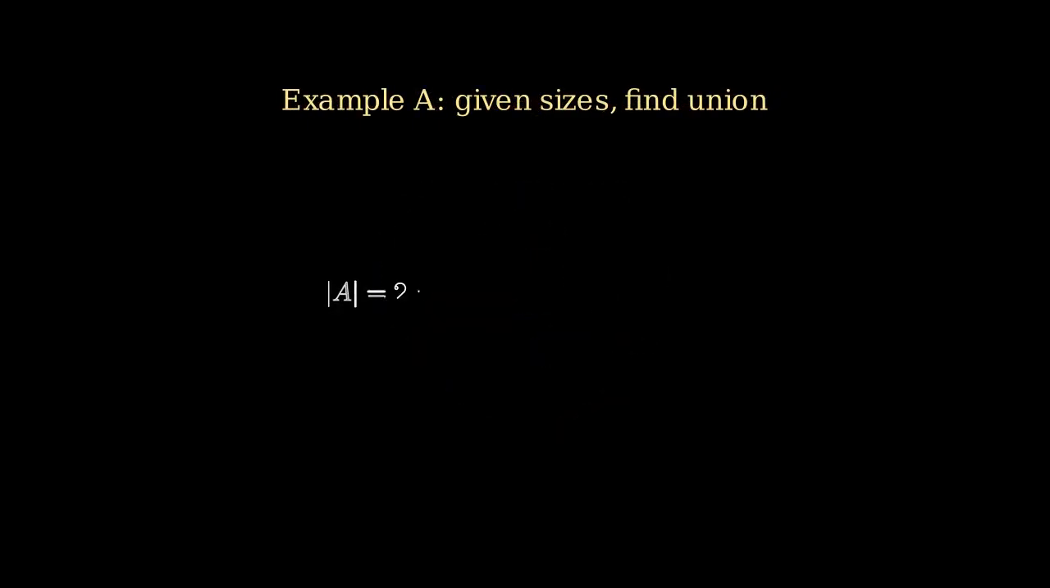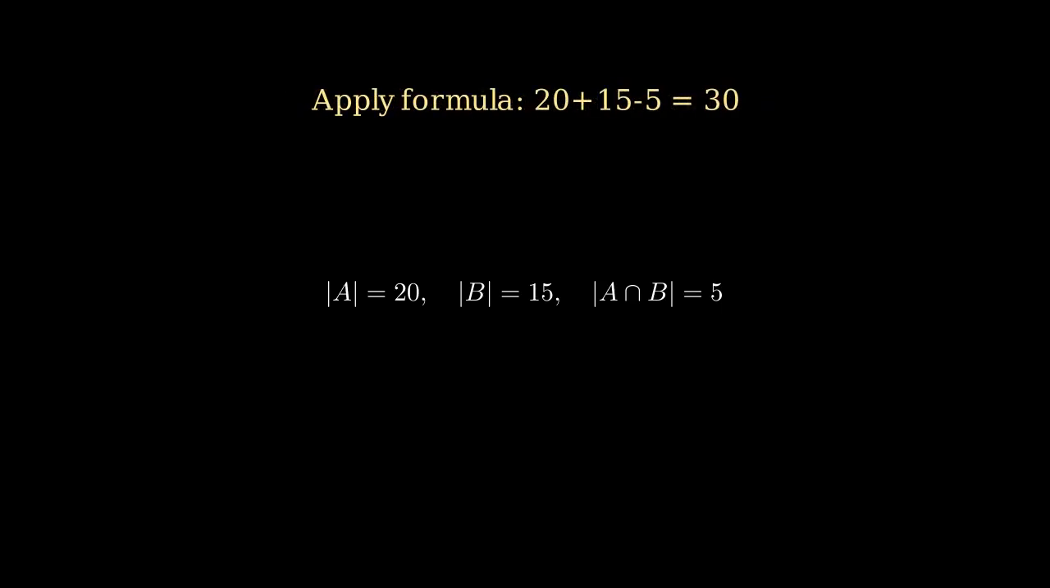Worked example A. The size of A is 20, the size of B is 15, and the size of A intersect B is 5. Find the size of A union B. Apply the two-set formula directly. 20 plus 15 minus 5 equals 30. So the size of A union B is 30.